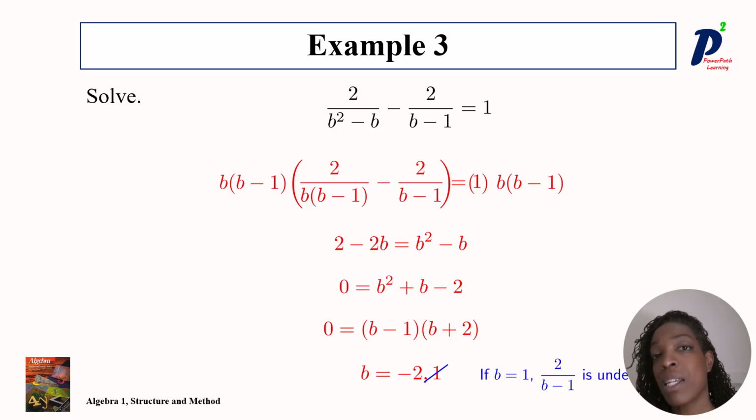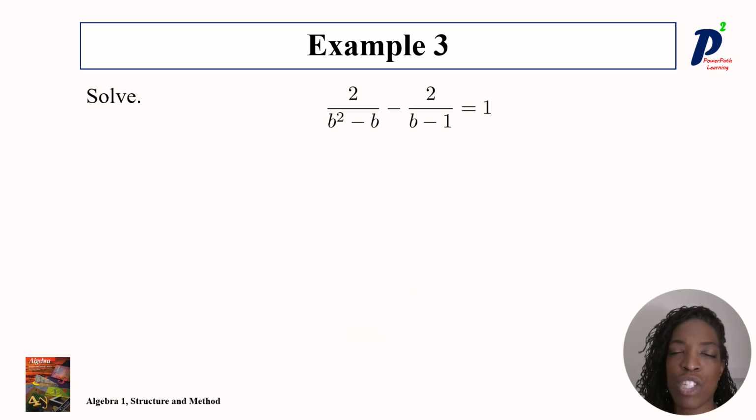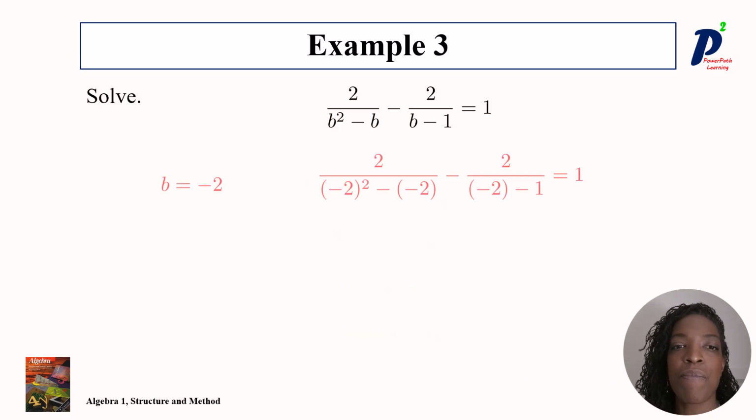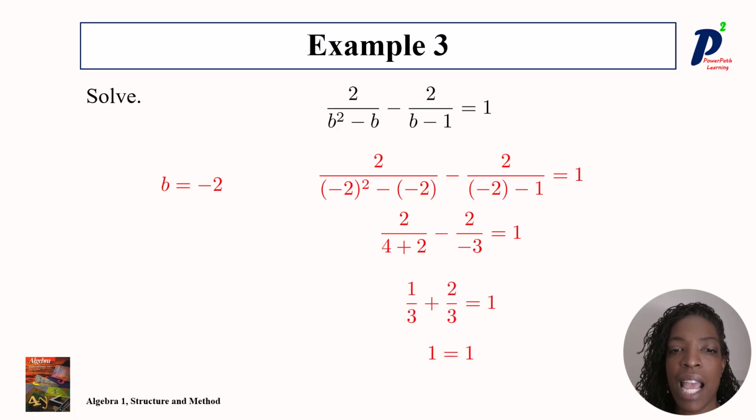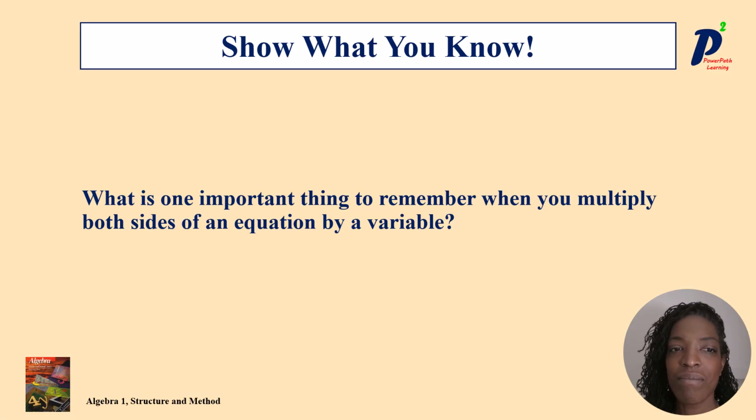Now, we're going to take b equals negative 2 and check it just to make sure we didn't create any extraneous roots. I'm going to plug it in, and voila, my equation works, and I'm all good.